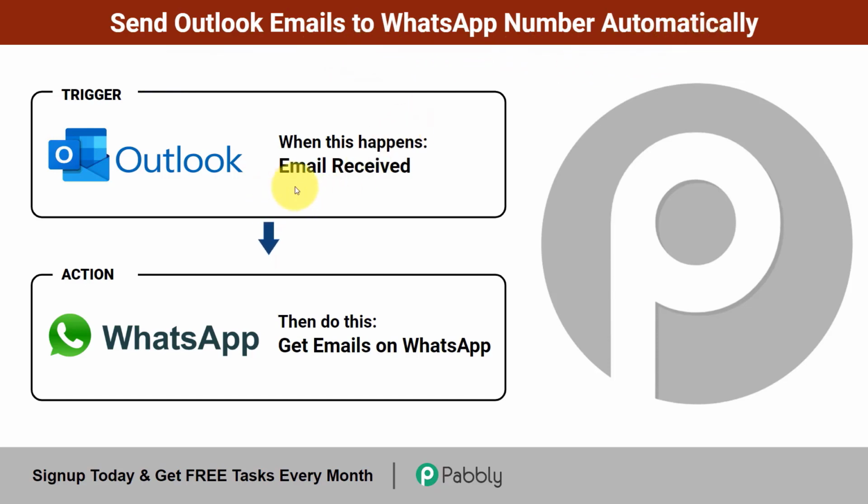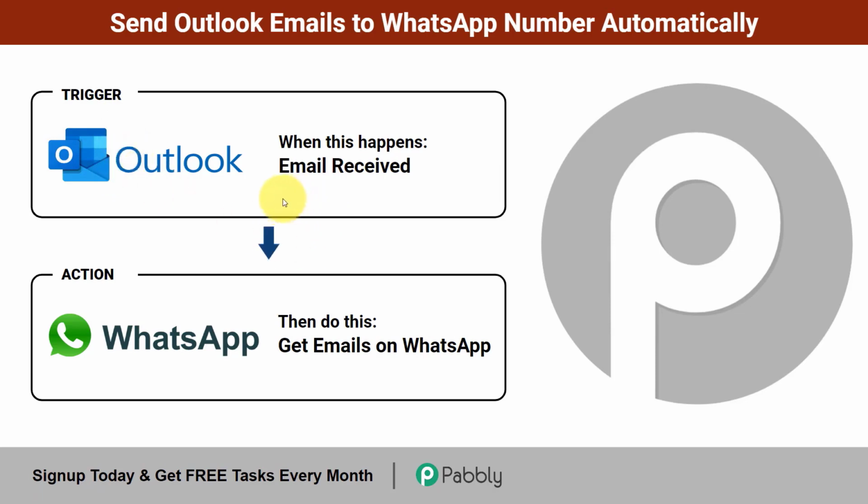How to send Outlook emails to WhatsApp number automatically. A very interesting automation where whenever you receive an email in your Outlook account, you can get notified about the same email on your WhatsApp number, so that you do not have to open your Outlook account again and again for those important emails.